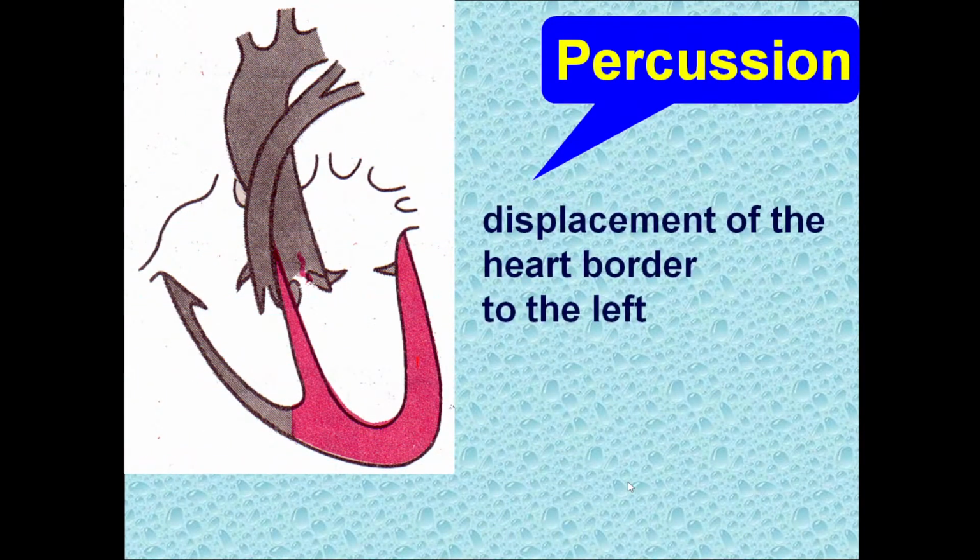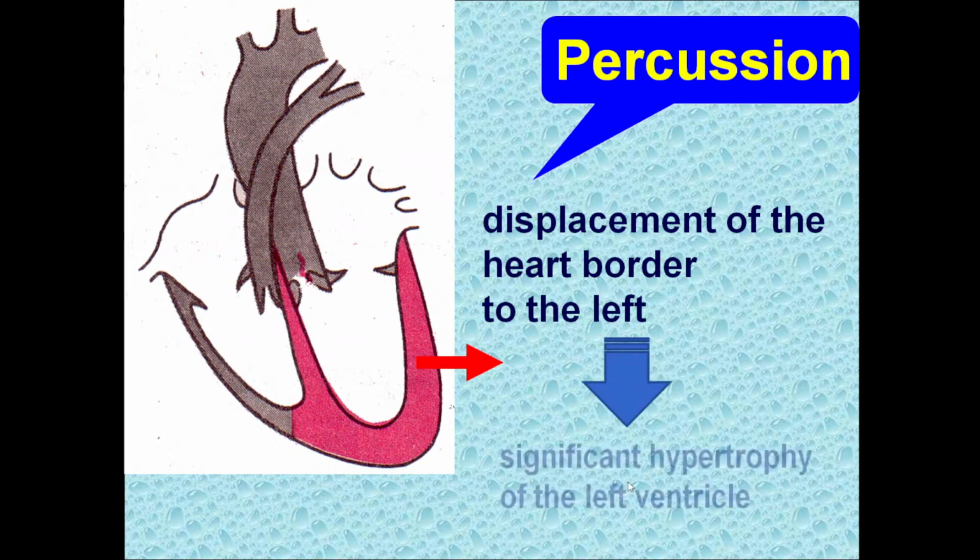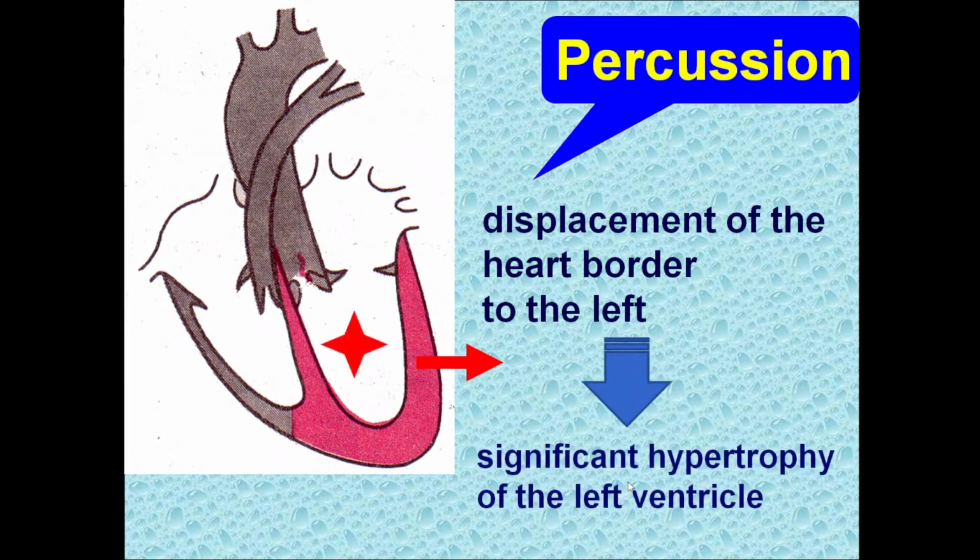On percussion, again the problem is only with the left ventricle, which will be displaced to the left. I said to you, sometimes significantly displaced before the axillary line, because dilation is accompanied with hypertrophy.